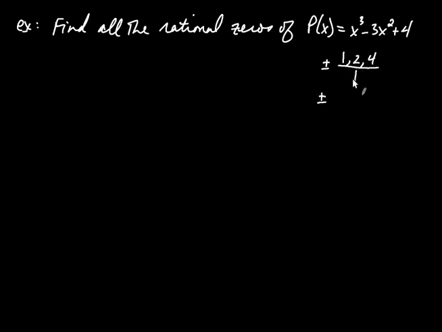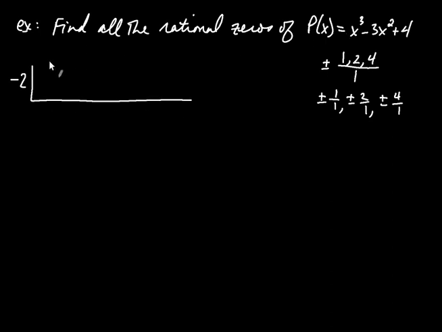Plus or minus, let's see, 1 over 1. Plus or minus 2 over 1. And we're going to also have to check plus or minus 4 over 1. Okay? And just like before, you would usually start with positive 1, but for illustrative purposes in this video, I'm going to start with negative 2 to show you something. So if I test out negative 2, what do I get?